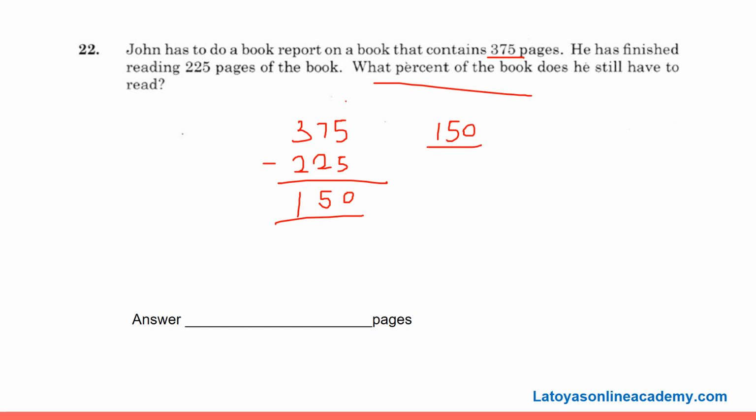So we're going to put 150 over the total number of pages, which is 375, and we're going to multiply by 100%. So 100 over 1. Now let's see how we can simplify this. So we can choose to use 25. Yeah, we can reduce. It's better to reduce first before you begin to multiply. So let's use 25. How much times could 25 go into 150? A total of 6 times.